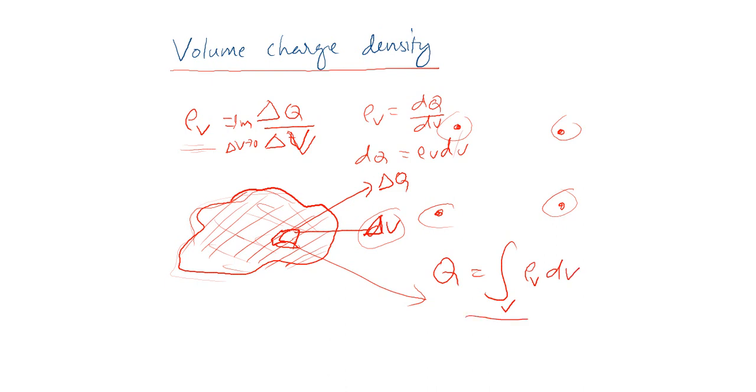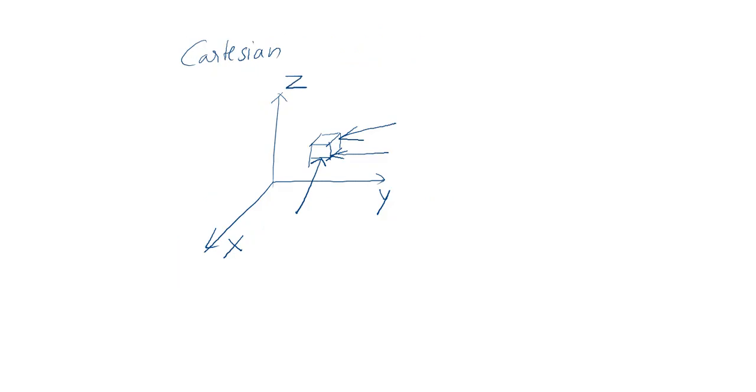So we have to discuss this integration first, and later, once you find the value of dq, we can calculate the value of E. That is a different case. Now we will discuss how to find the volume integral in different coordinate systems. First we will discuss the Cartesian coordinate system.